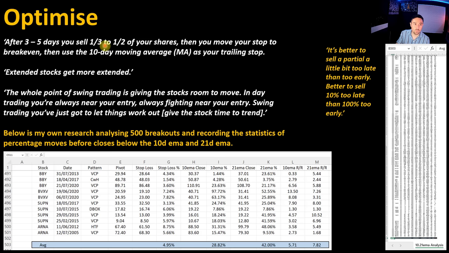Then you move your stop to break even. Then use the 10-day moving average as your trailing stop. That's what we were just looking at on the previous slide. Good quote here: extended stocks get more extended. The whole point of swing trading is giving the stocks room to move.